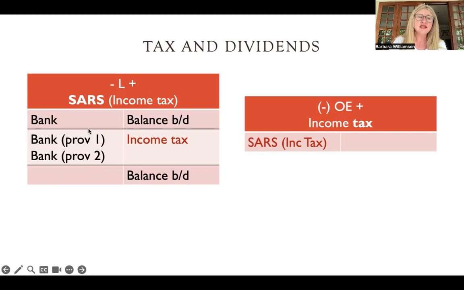So during the year, you would have debit entries in your SARS income tax account showing what you've paid as provisional tax. You'll usually find when you're doing financial statements that your trial balance will have a debit balance for SARS, and that is because it represents the provisional tax.